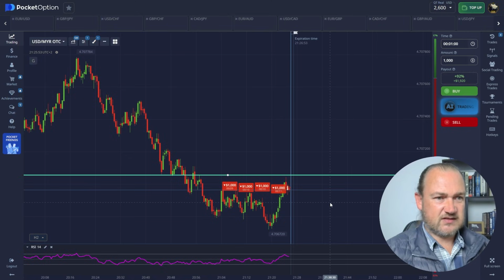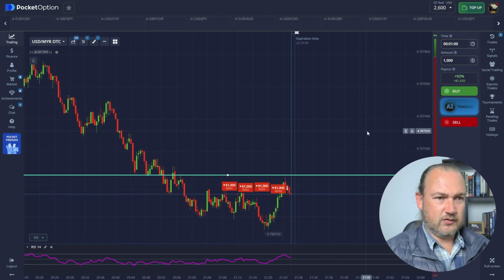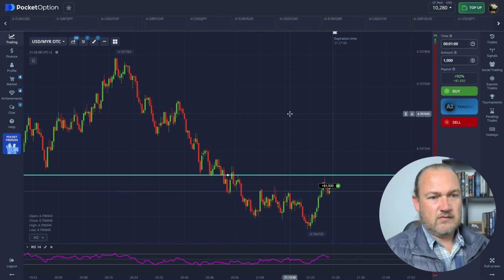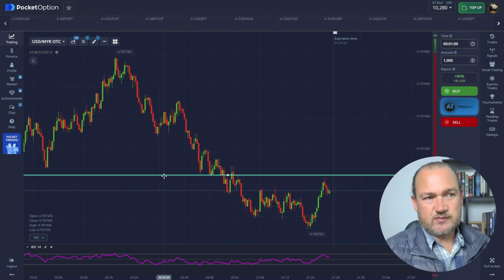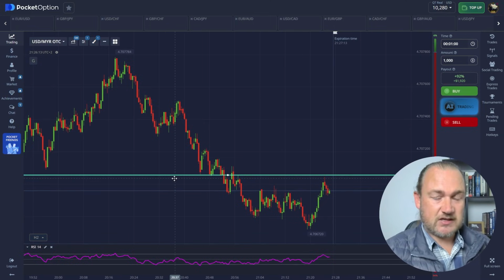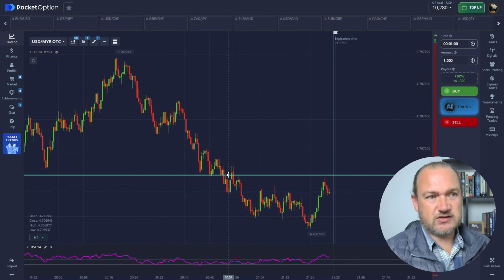Few seconds left on this. Let's see what happens. And there we go. Okay, and that's how we use the RSI with support and resistance. It's very simple, but it will take you some practice to get used to it and learn to spot it.